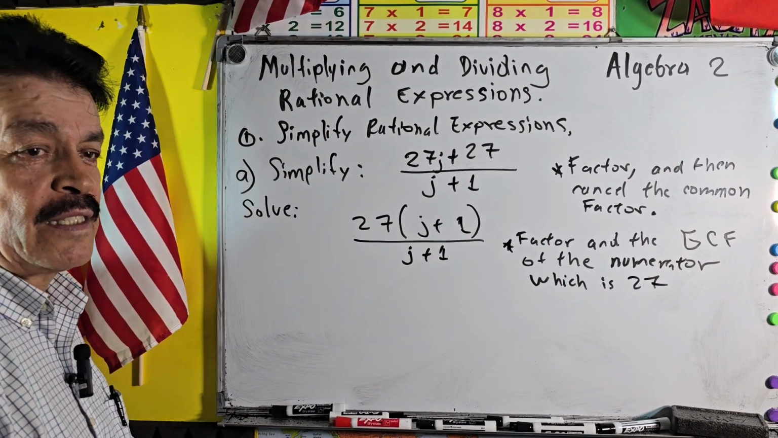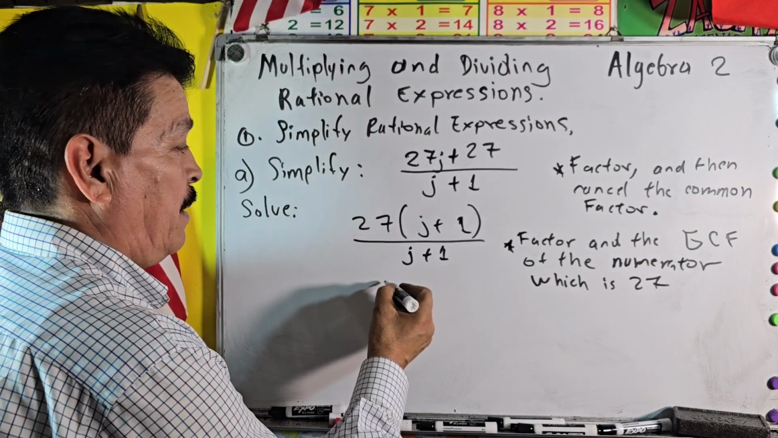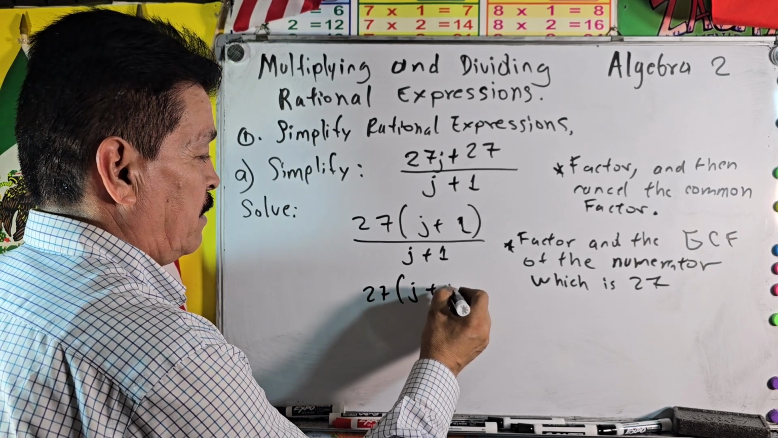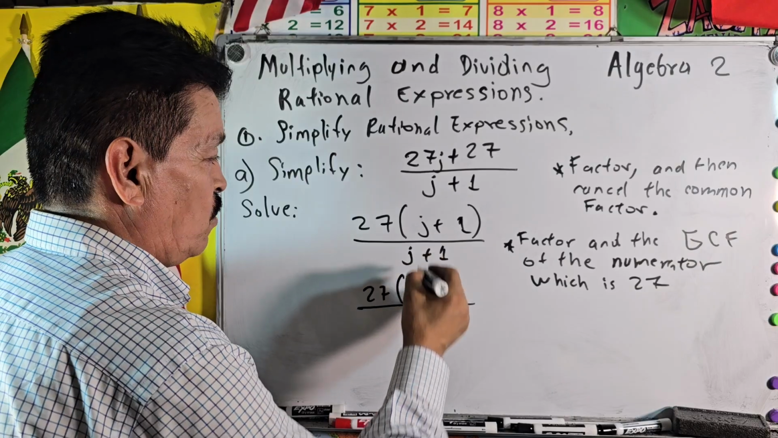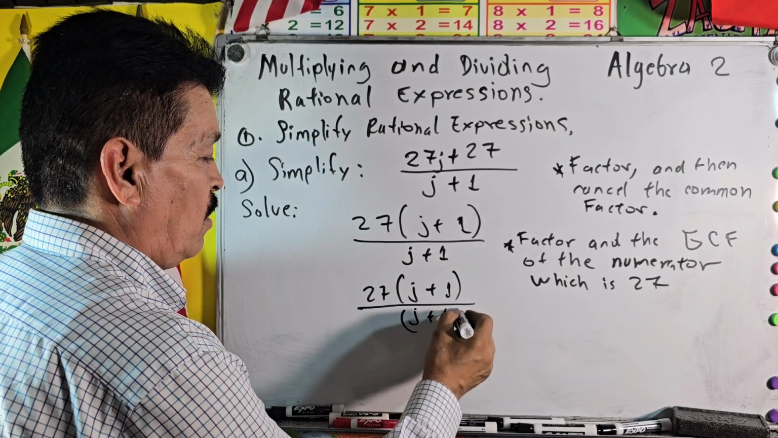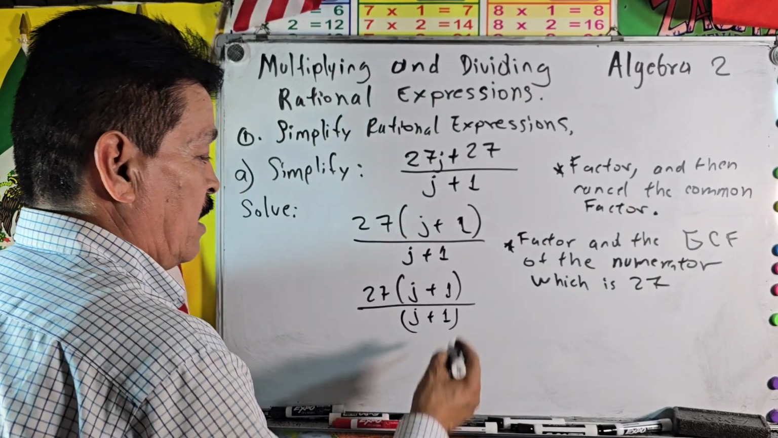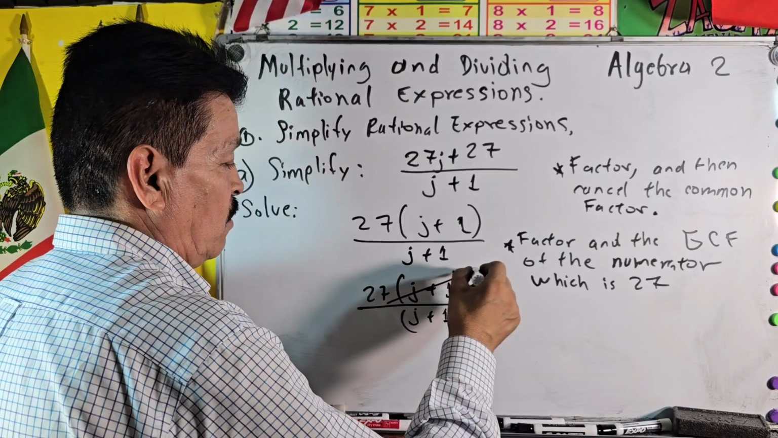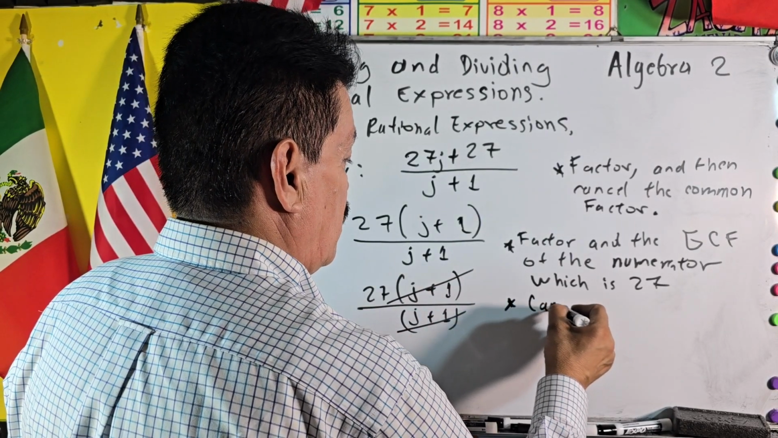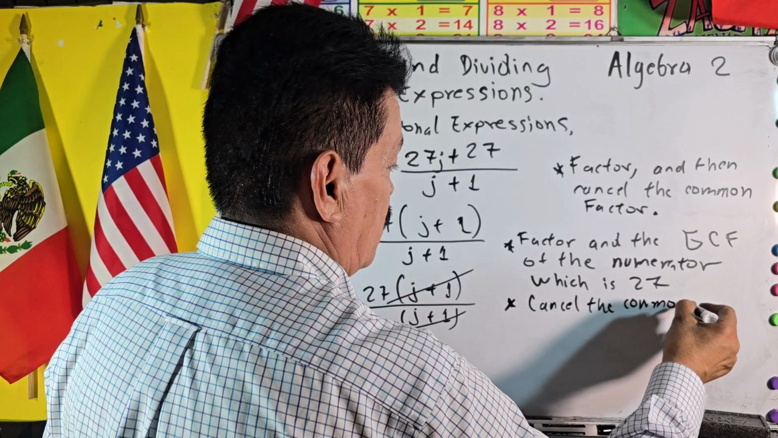Then what is the next step? I will write the expression again, just to show you what happened here. In this step, you see immediately what we have to do: just cancel the same factors. What is the common factor? Here we have to cancel this, the common factor j plus 1.